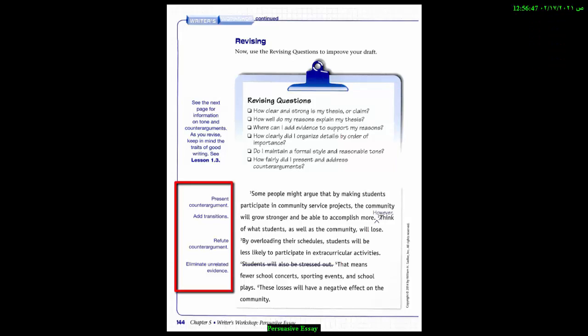He had to add a transition. He refuted the counter argument. He also eliminated the unrelated evidence in the revising stage.